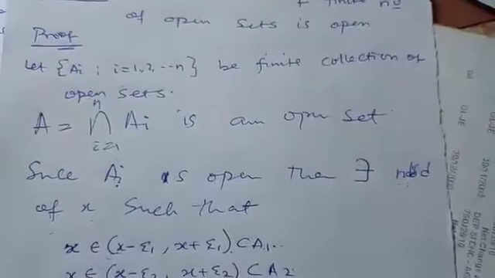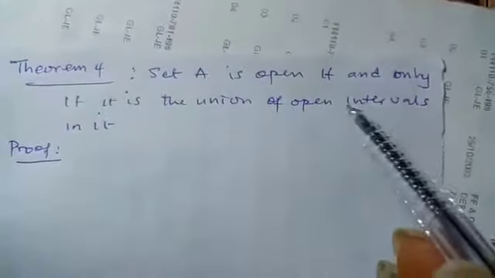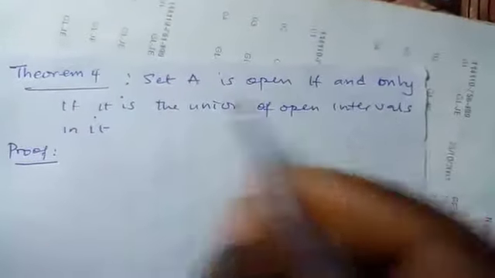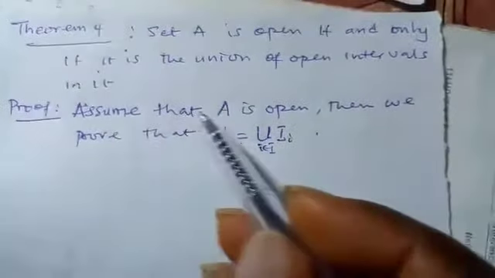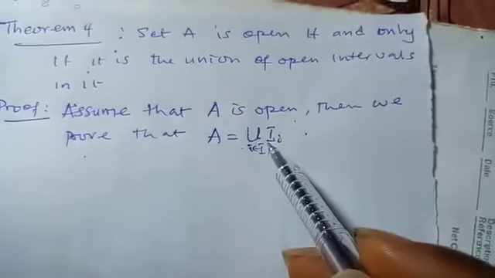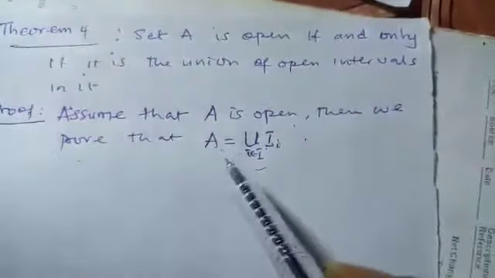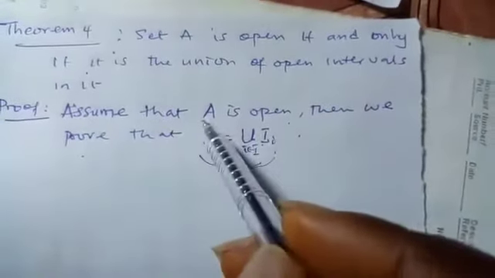So let's consider another theorem. We have our theorem 4 here. We say that set A is open if and only if it is the union of open intervals in it. Since we have if and only if here, we are going to prove it in two ways. First, we assume that A is open, then we prove that A is equal to this union. Secondly, we assume that if A is equal to this union of the intervals I, then A is open.